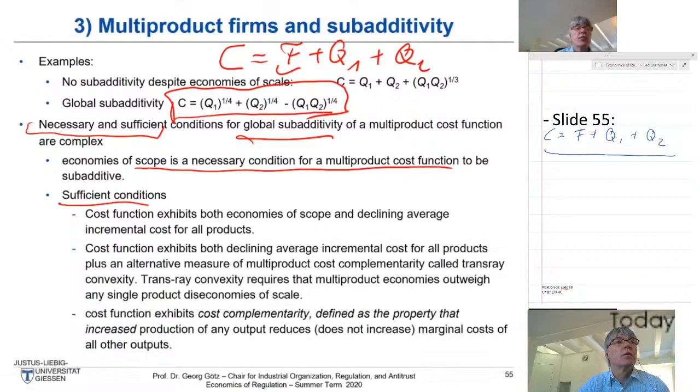So the point is that, and I don't go into detail here, you have some economies of scope and some declining average incremental cost, that's sufficient. Trans-ray convexity, I don't want to discuss that. Go to Baumol's book if you want to spend more time on that.